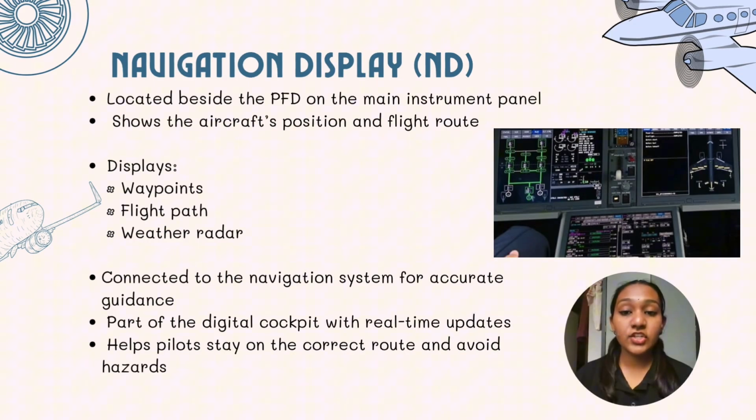Next is the navigational display, or ND. This is located right beside the PFD on the main instrument panel. The ND shows the aircraft's position and flight route. It also displays information such as waypoints, flight path, and weather radar. This system is connected to the navigation system, allowing real-time updates. It helps pilots to stay on the correct route and avoid bad weather and obstacles during the flight.